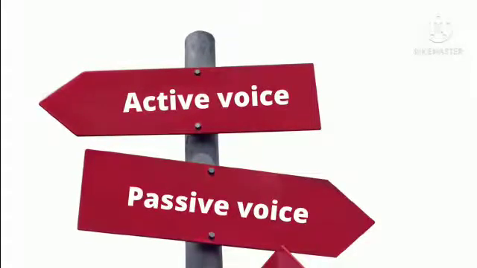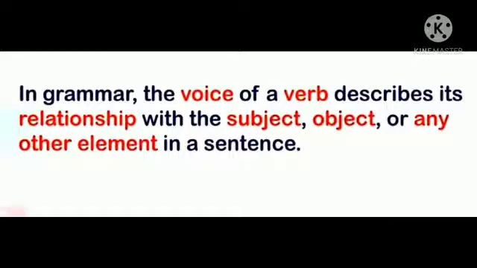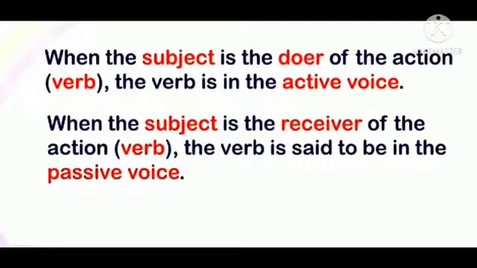Today we are going to study a very important chapter of grammar, that is active voice and passive voice. In grammar, the voice of a verb describes its relationship with the subject, object, or any other element in a sentence. When the subject is the doer of the action, that is, the verb is in active voice. And when the subject is the receiver of the action, the verb is said to be in the passive voice.